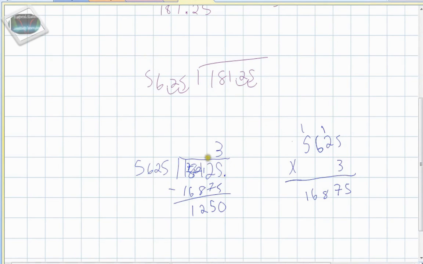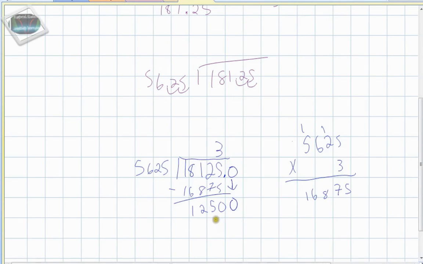Okay, so the number that we had before, all my scratch work got in the way here, I'll rewrite it. The number that we have here, 18,125, is the same thing if I just put another decimal point and a 0 there. This is still the same number. I can do that. So now I can bring down the 0, and now I have a bigger number to work with. 5,625 can go into 12,500.